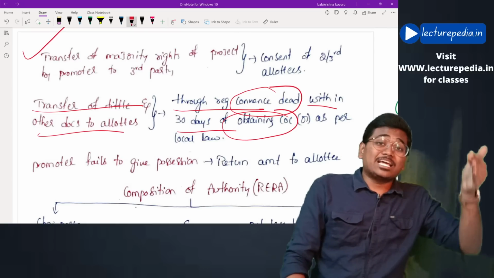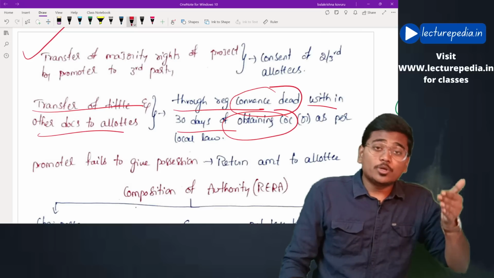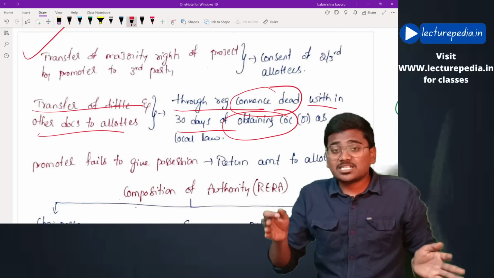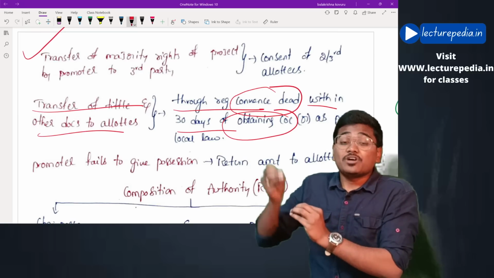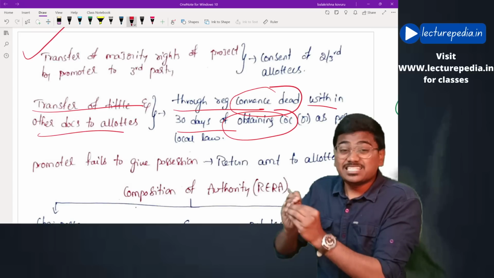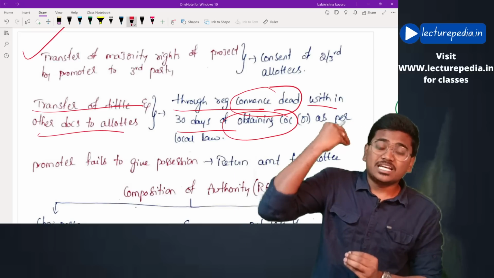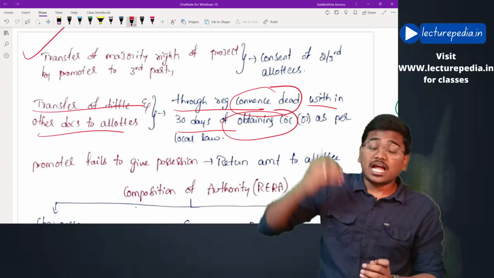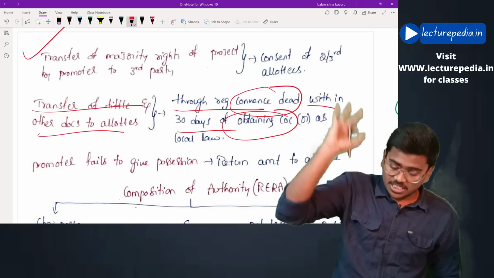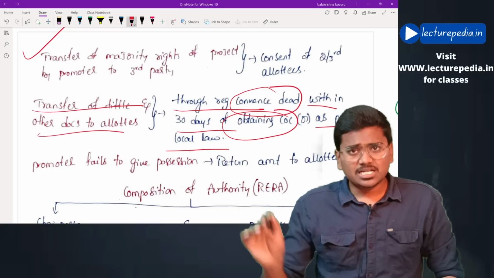At the time of starting the construction, you will obtain a certificate of commencement. After completion of construction, you will obtain a certificate of completion. After obtaining the certificate of completion, within 30 days you should execute a conveyance deed with the allottee and transfer all the documents relating to the apartment to the respective allottee, or as per the local law.